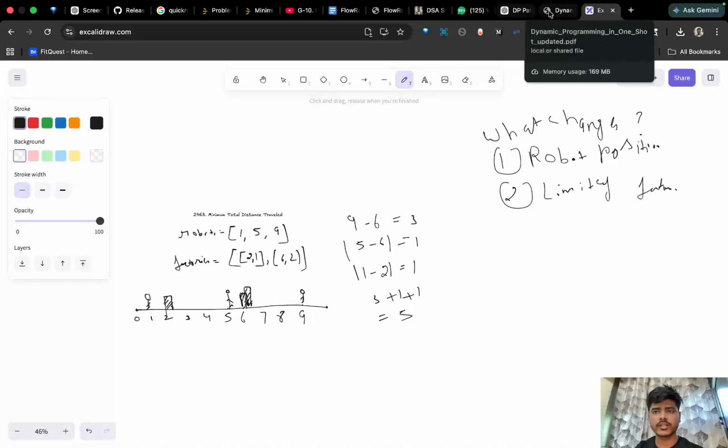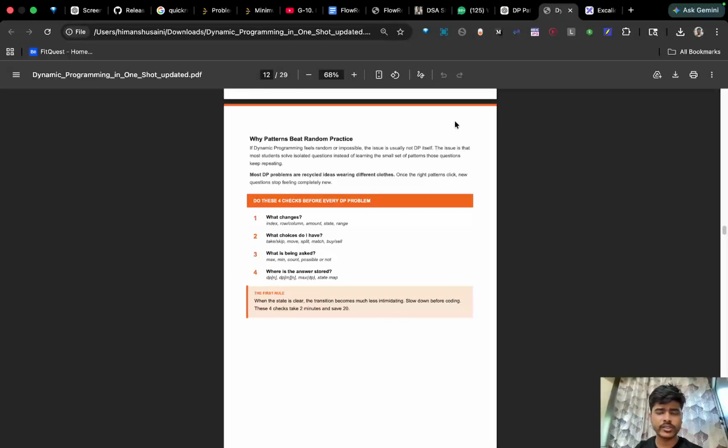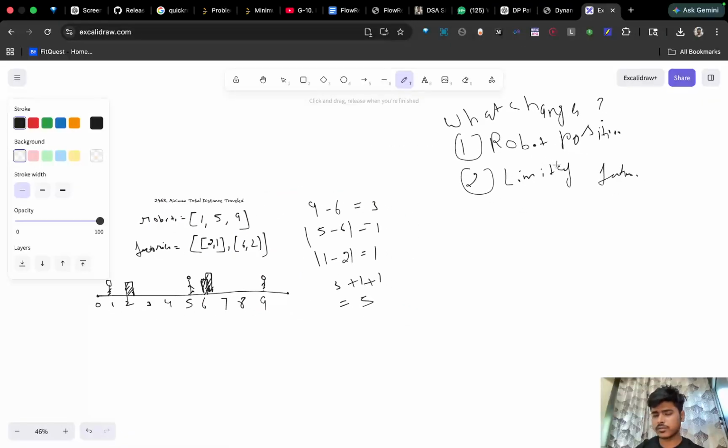The next question that we need to ask ourselves is, what choices do I have? So let's write choices. What choices do we have in this problem? For each robot and each factory, the first choice is obviously assign. That is, I can assign the current robot to the current factory. So for the robot at position 9 and the factory at position number 6, I can have a choice, that is assign, that I can assign the robot at position 9 to the factory at 6 to get an answer.